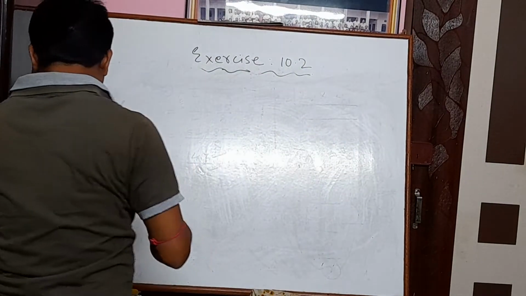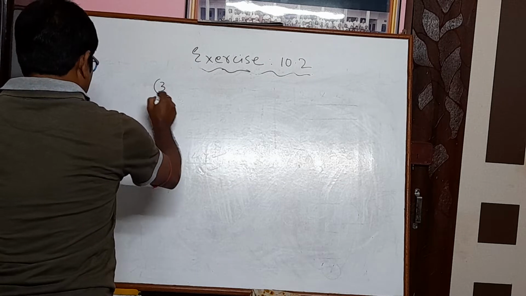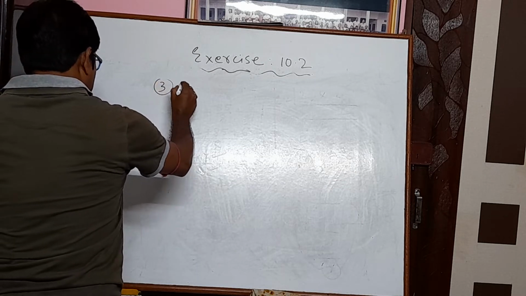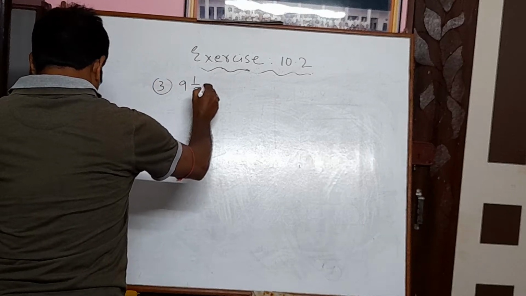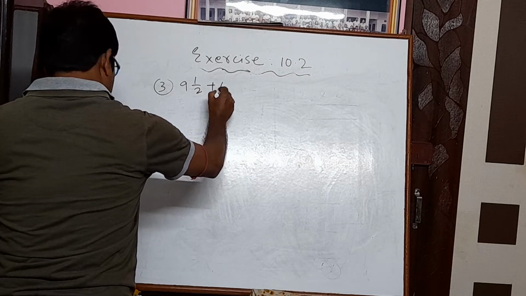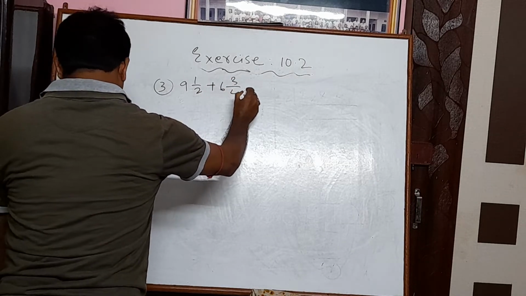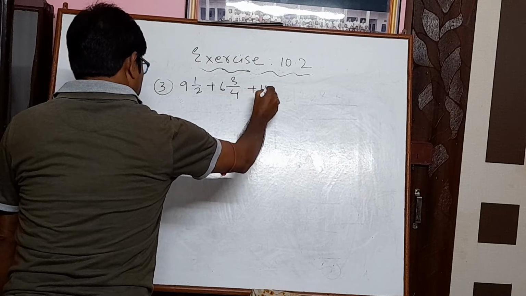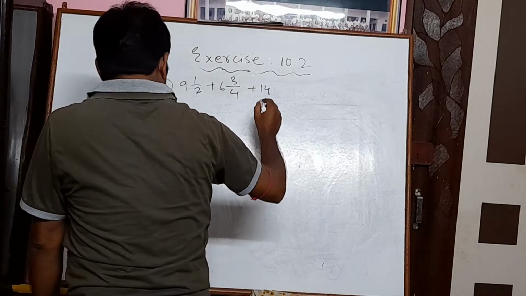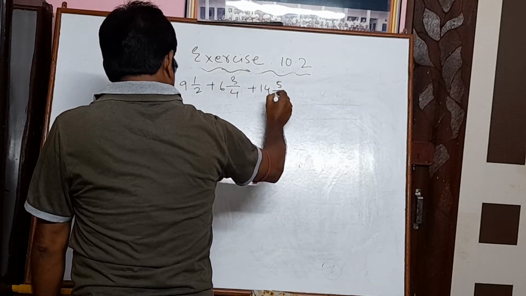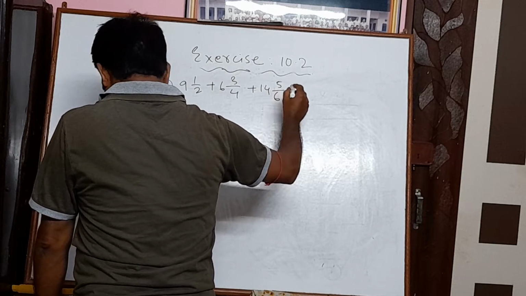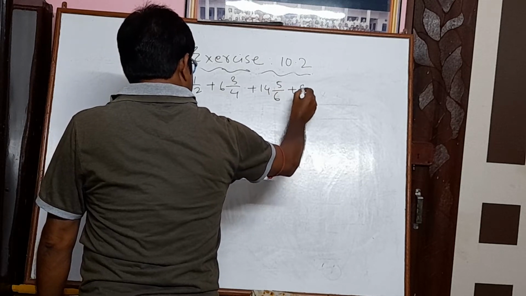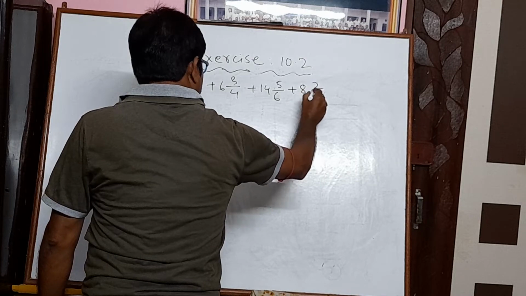Now I shall do question number 3. Question number 3 is 9 whole 1 by 2 plus 6 whole 3 by 4 plus 14 whole 5 by 6 plus 8 whole number 2 by 3.